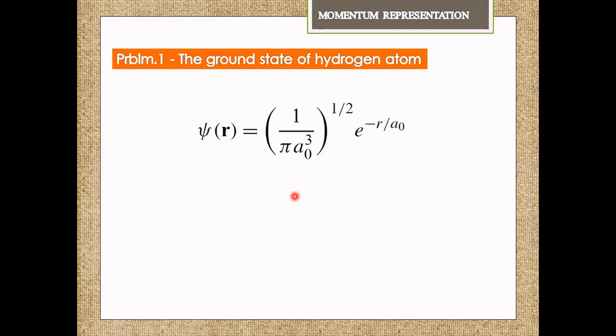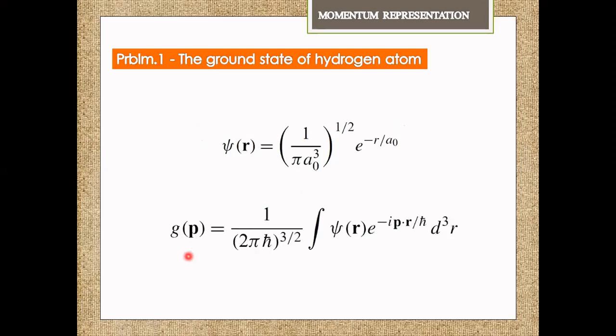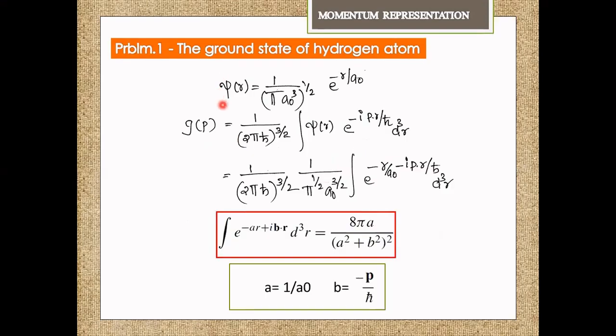Now, to find the momentum wave function, we have to use the transformation equation. So, our transformation equation to the momentum space is g(p) is equal to 1 by (2 pi h cut) raised to 3 by 2 triple integral psi(r) e raised to minus i p dot r by h cut d tau. This is the spatial wave function for the hydrogen atom. This is the transformation equation for momentum space. Therefore, when we substitute psi(r) here, we obtain g(p) is equal to 1 by (2 pi h cut) raised to 3 by 2 into 1 by pi raised to half a0 raised to 3 by 2 integral e raised to minus r by a0 minus i p dot r by h cut d tau.